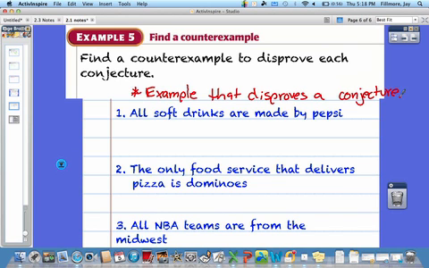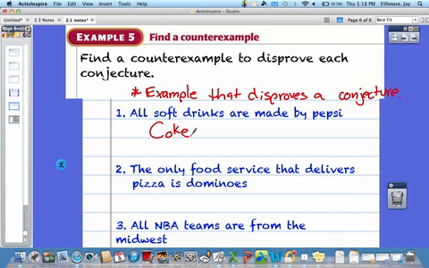So for example, with some real life instances, let's say all soft drinks are made by Pepsi. Well, that's false, and a counterexample that disproves that is Coca-Cola. It's a counterexample that shows that statement that all soft drinks are made by Pepsi, that statement is false.